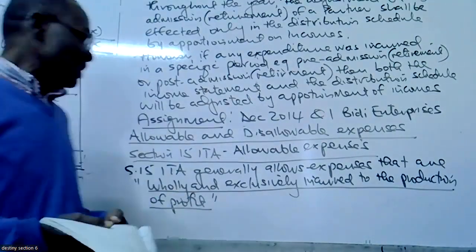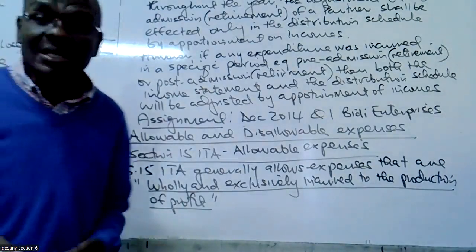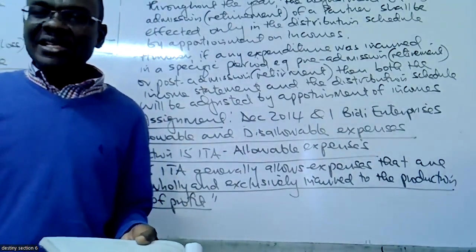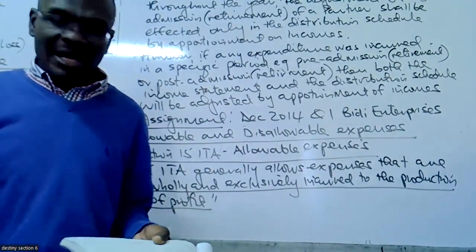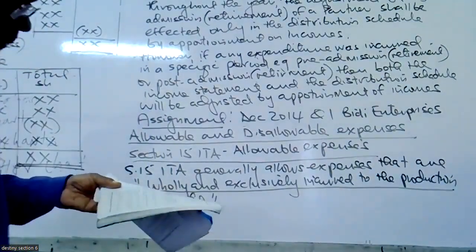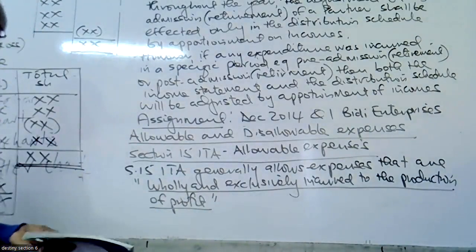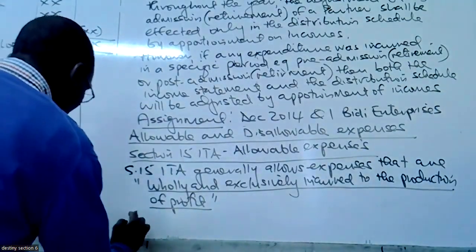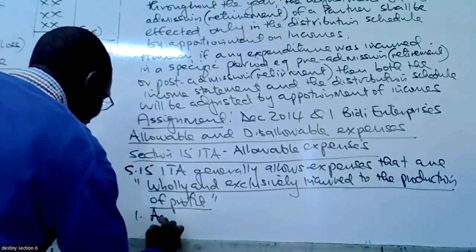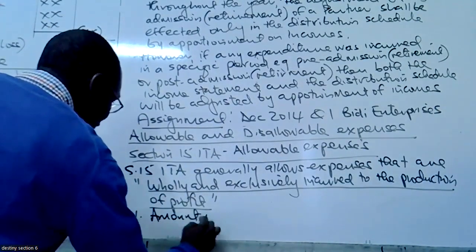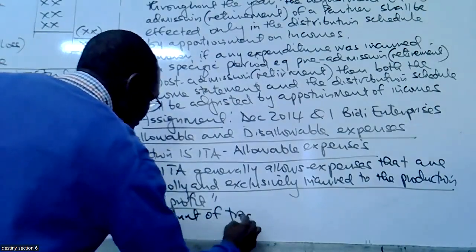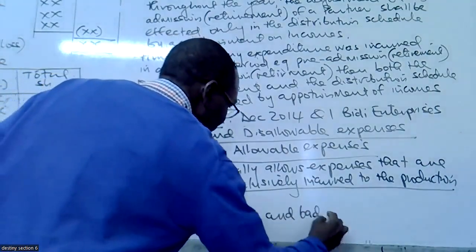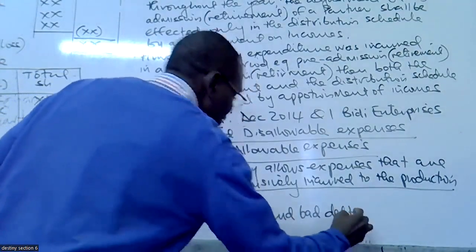Now, we can list the expenses under Section 15 of the Income Tax Act, which are considered to be wholly and exclusively incurred in the production of income. The first expense would be the amount of trade and bad debts written off. So number one, you say the amount of trade and bad debts written off.